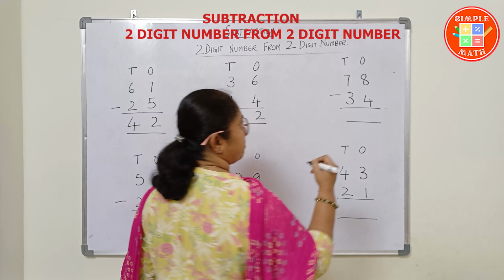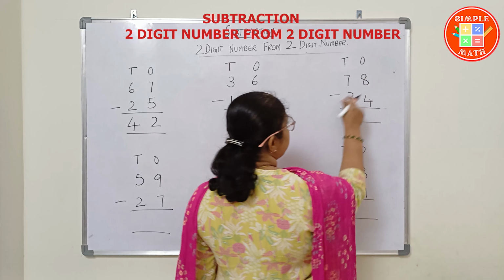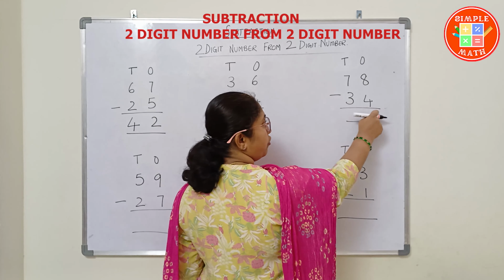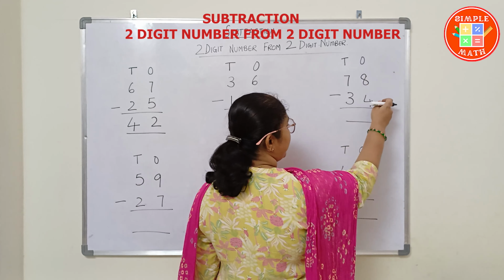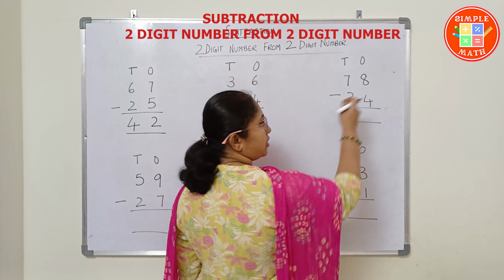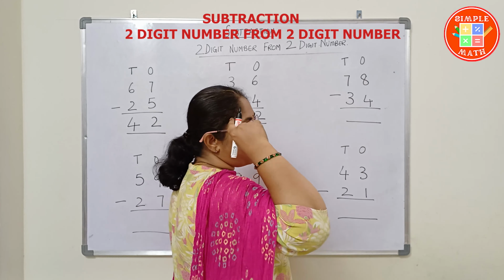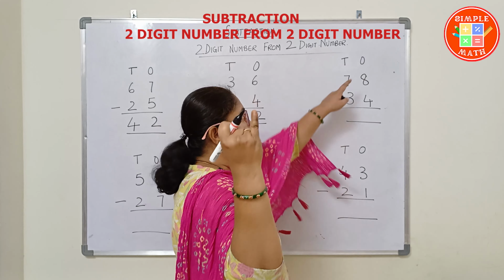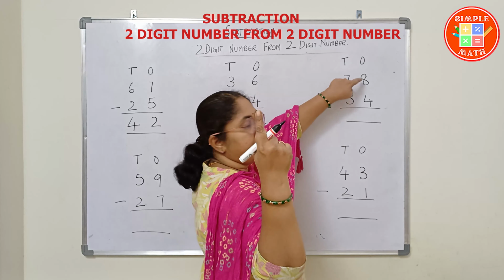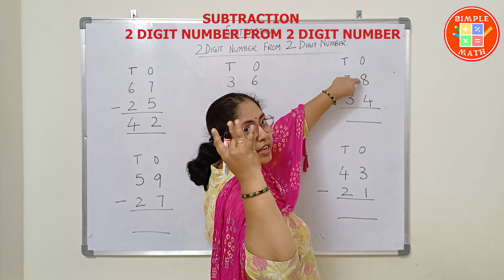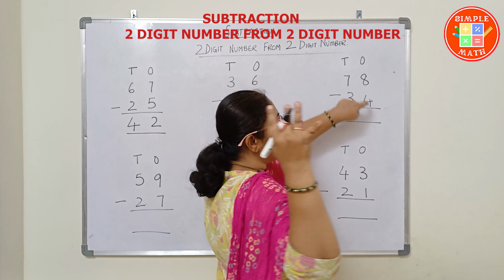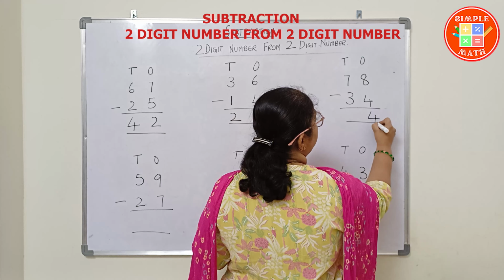Next, 78 minus 34. Start subtraction from the ones column. 8 minus 4. Keep 4 in your mind. Count after 4: 5, 6, 7, 8. Stop when you get the big number. So how many fingers did you get? 4. So write the number 4.